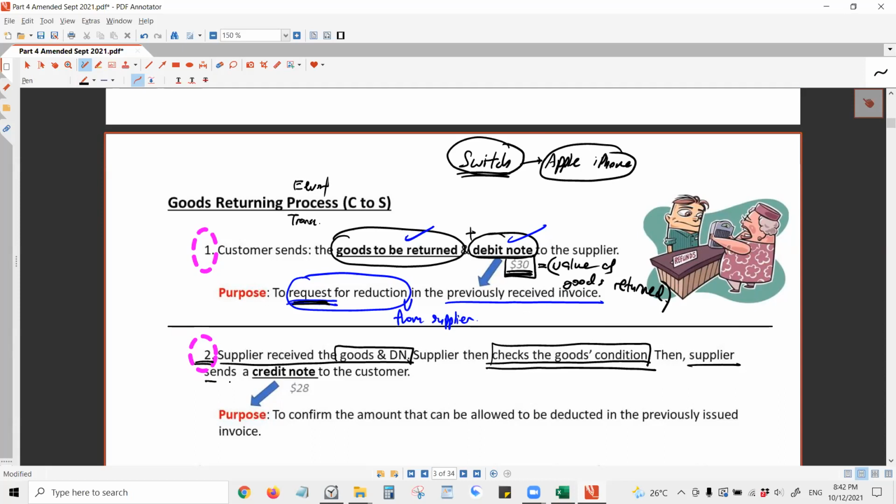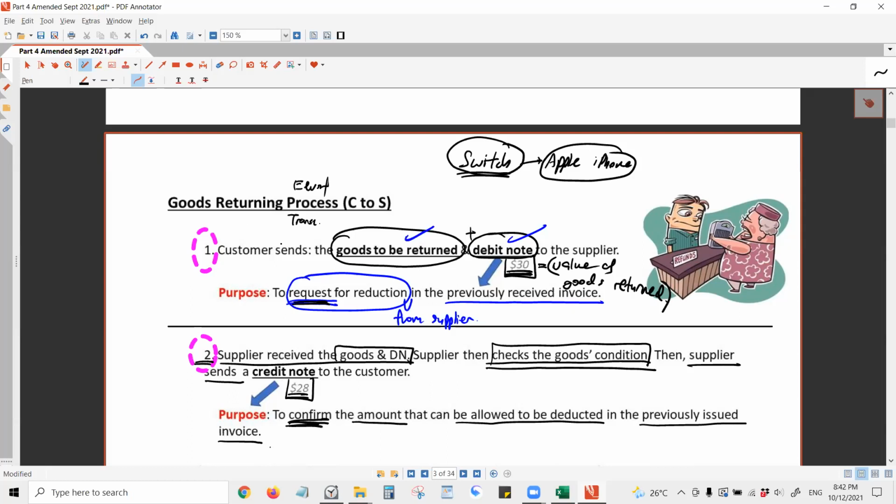Then the supplier sends a credit note. You have to always see the credit note as a reply to the debit note. Credit note is a reply to the debit note, to confirm the amount that can be allowed to be deducted in the previously issued invoice. So it's a reply to the customer telling the customer how much can be deducted in the earlier invoice. You can see that the amount here is $28.